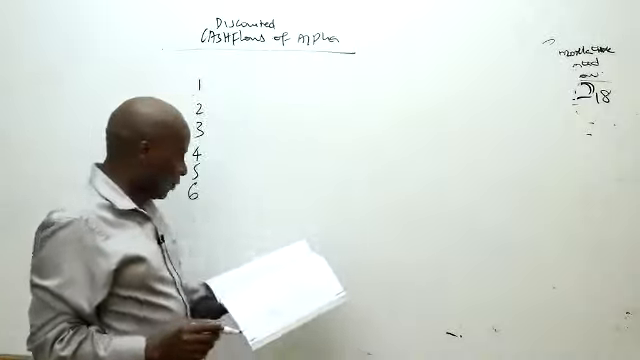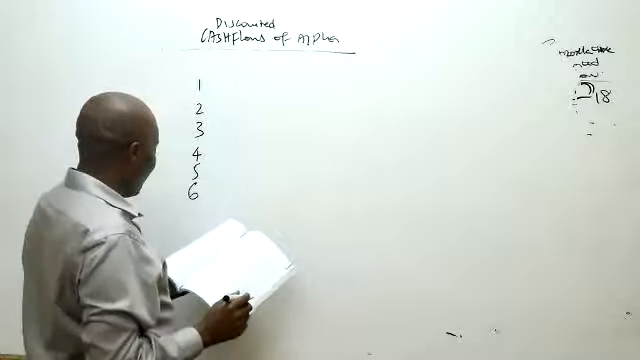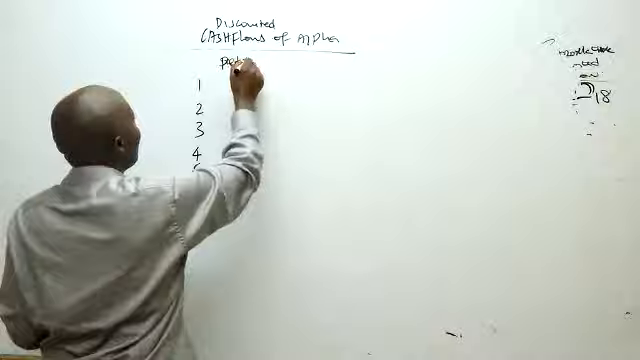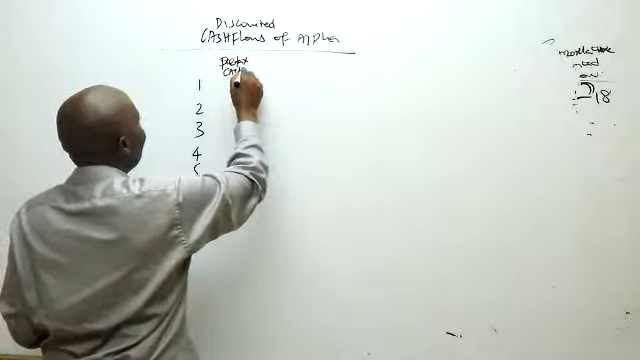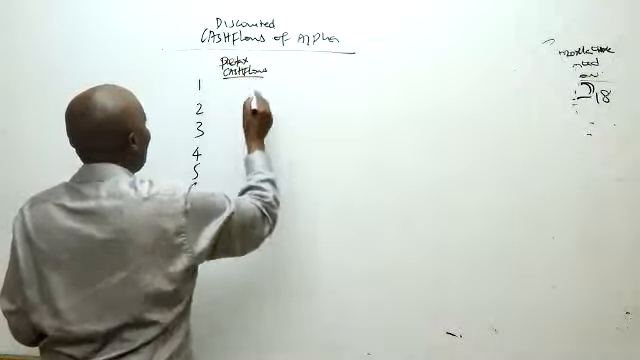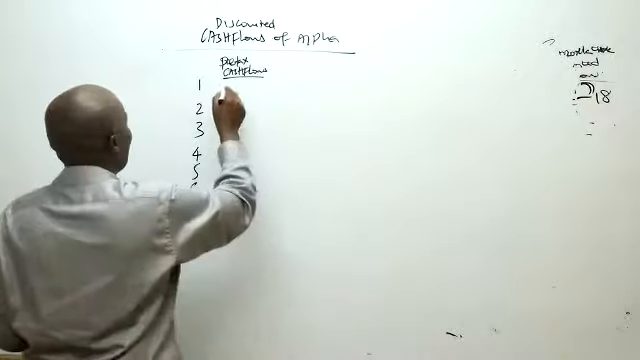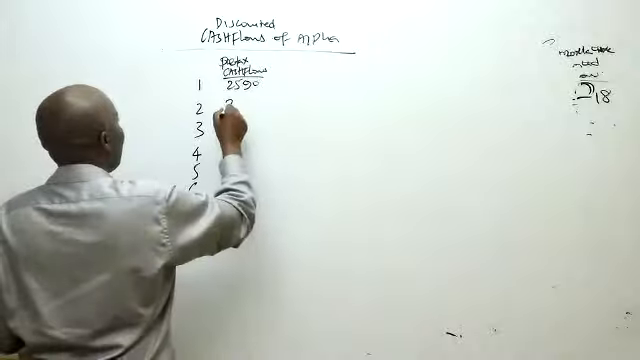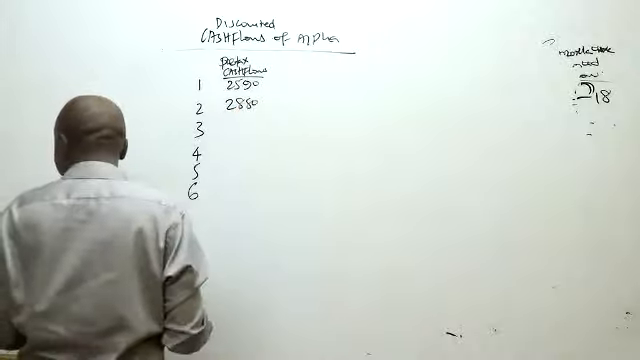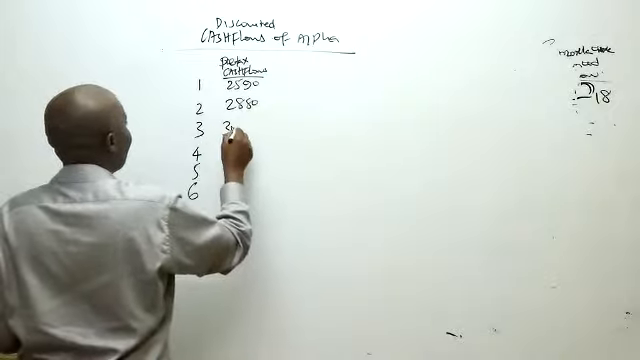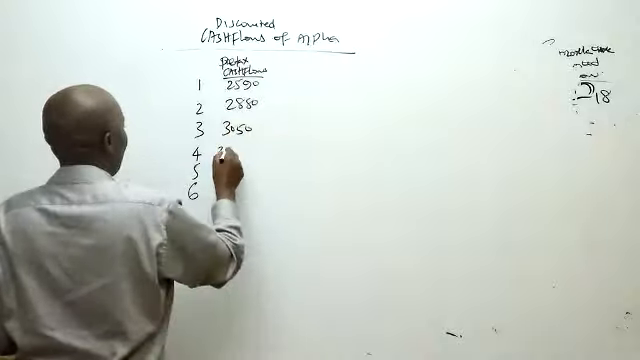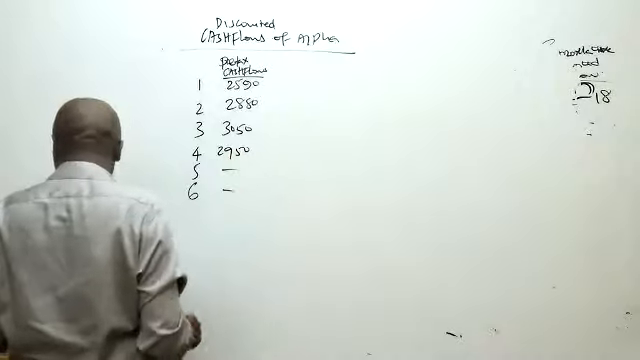Then they have given me what they are calling the pre-tax cash flows. What do we have there? The first is 2590. The second one is 2880. The third one is 3050. The fourth one happens to be 2950, and then there's nothing there for the other years.